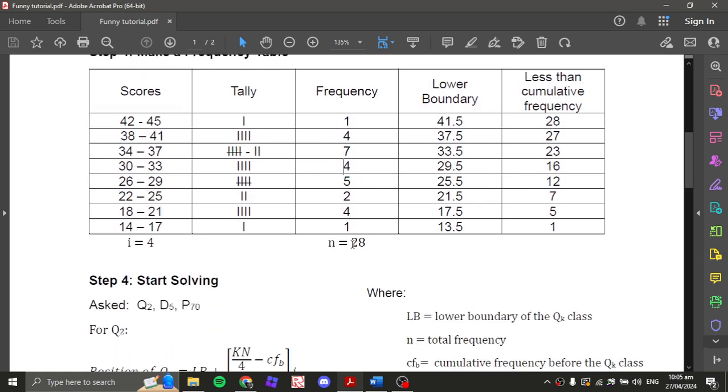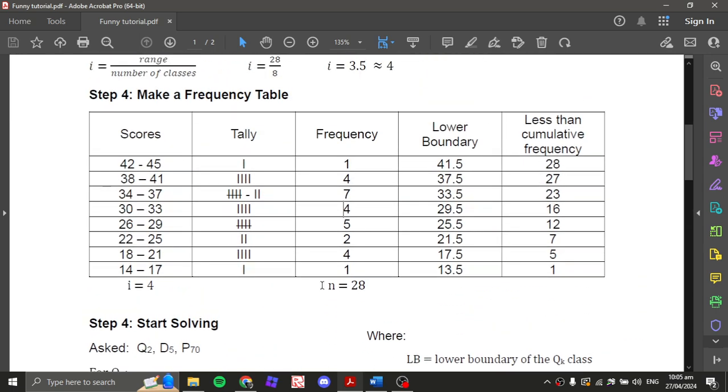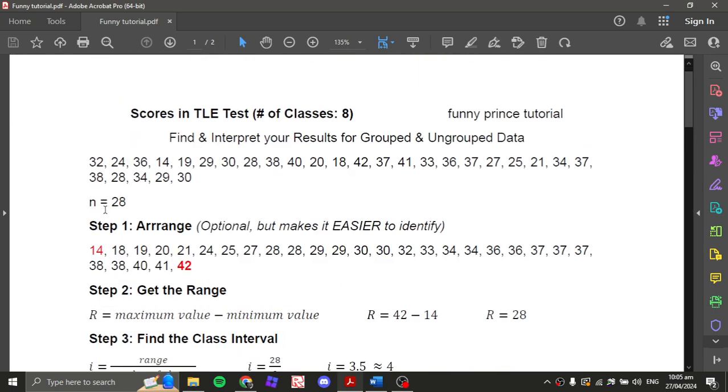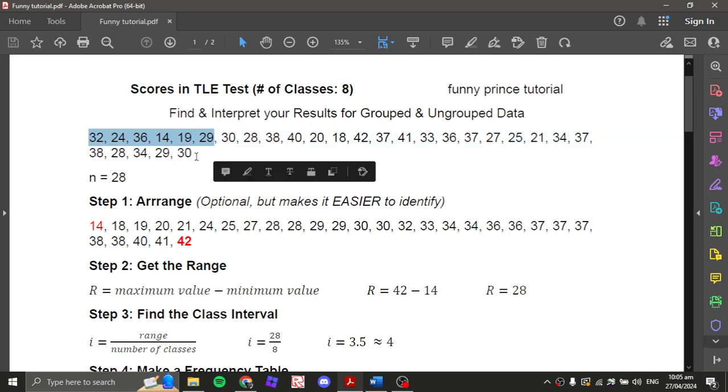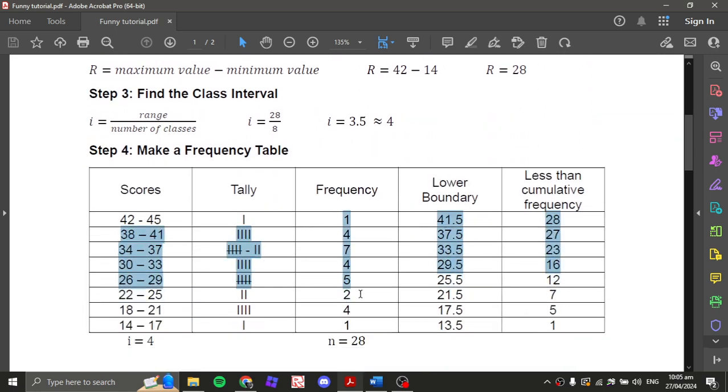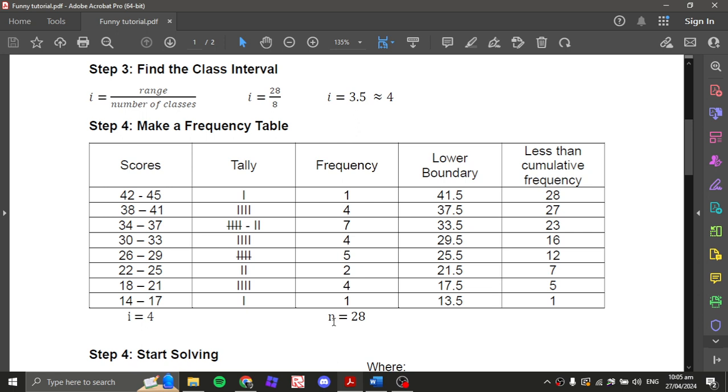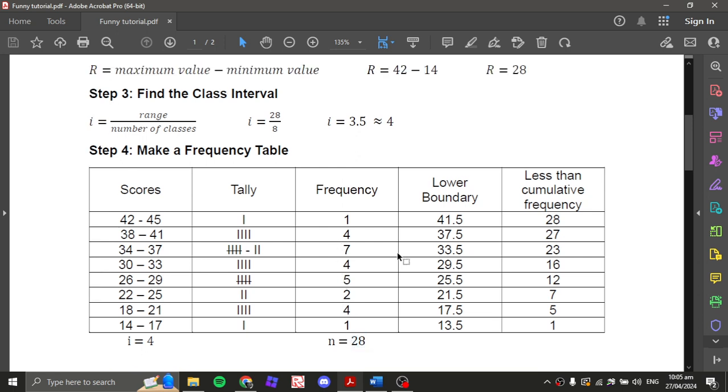And your total frequency should be equal to n, so there are 28 values here, and when you add everything up in the frequency, it should also be equal to n, which is 28. And if it isn't, you might have tallied wrong. So to get the lower boundary, we just have to subtract 0.5 from the lower limit. So that's what Ma'am said. So 14 minus 0.5, we get 13.5, so on and so forth.